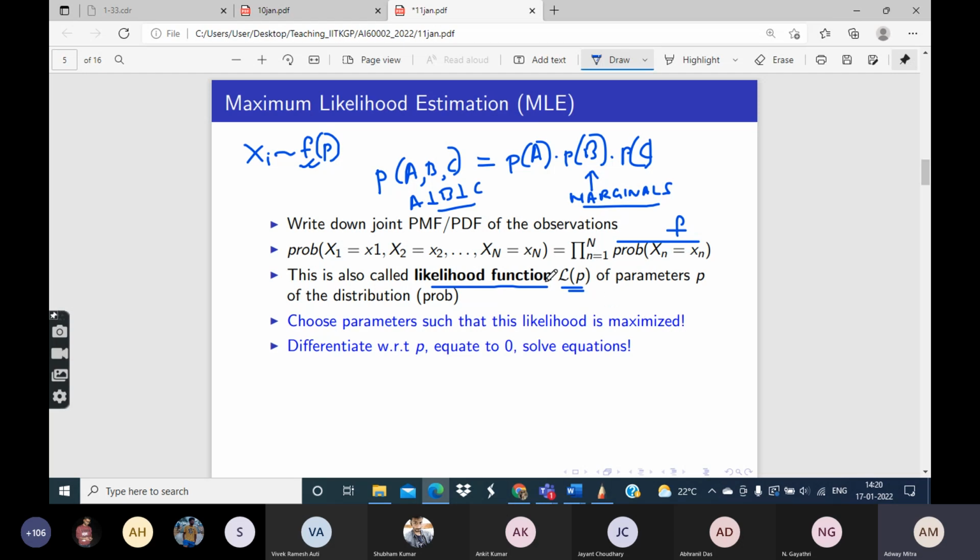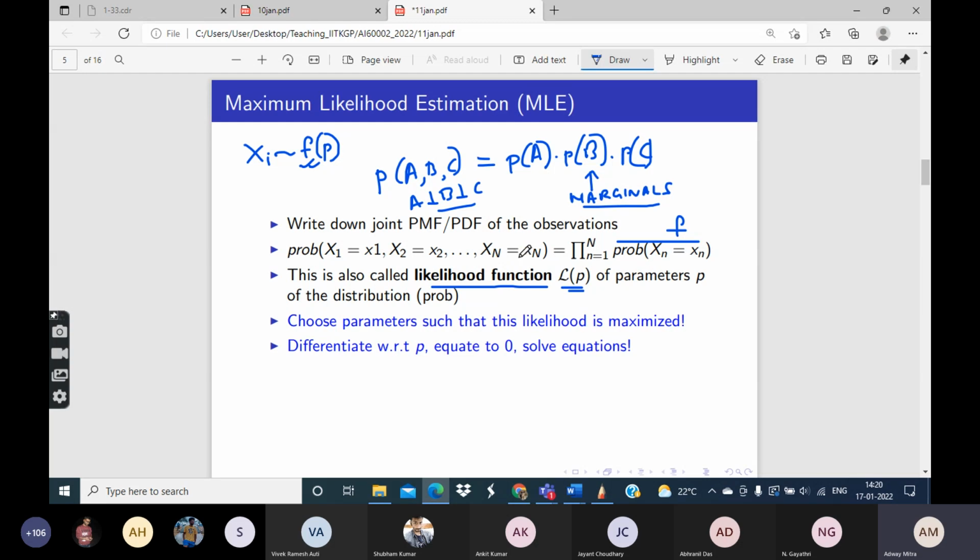Now why do I want to maximize the likelihood? Because doing so also means that the probability of this event is maximized, because the likelihood function of the parameters is nothing but the probability of the event that has been observed, right? And since it has been observed, it must have a high probability, otherwise how would we observe it, right? Of course, that's not necessarily the case.